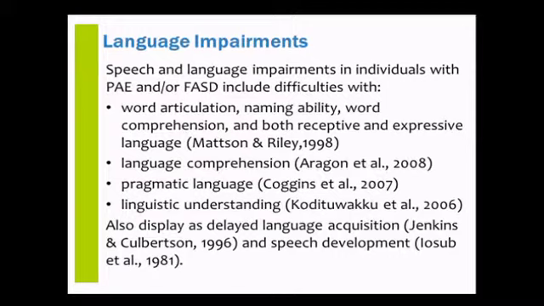Language comprehension, so just further research looking at understanding of language. And then a big area is pragmatic language that Coggins does a lot of research into. This is more socially appropriate language, and it's really tied to social skills, knowing what to say at the right time, what's appropriate language, and appropriate conversation with other people. So it's really tied to the social skills deficits in FASD.